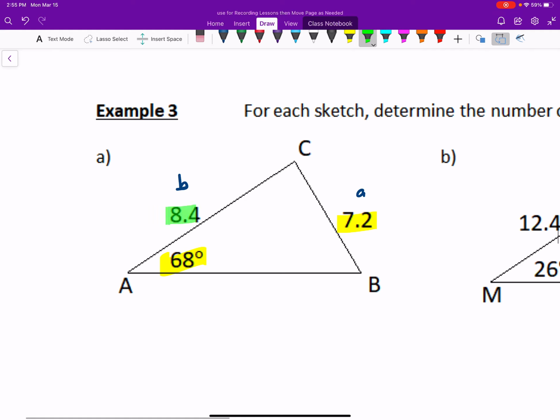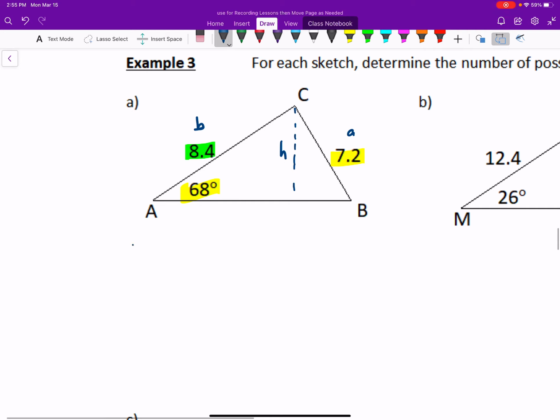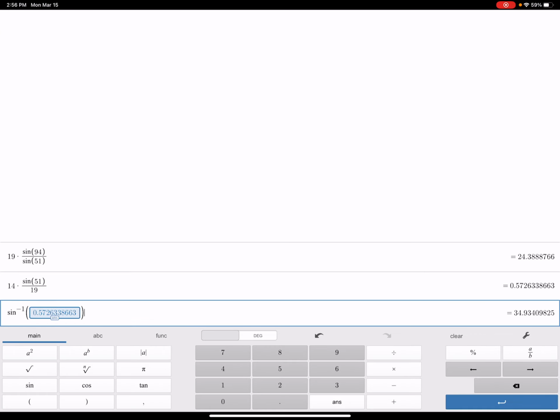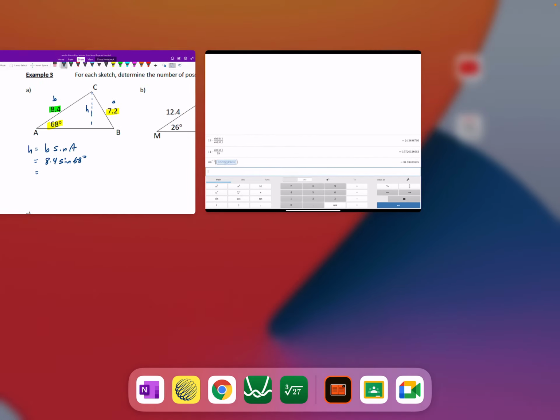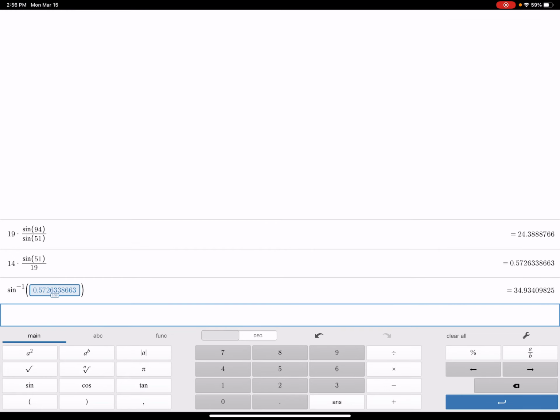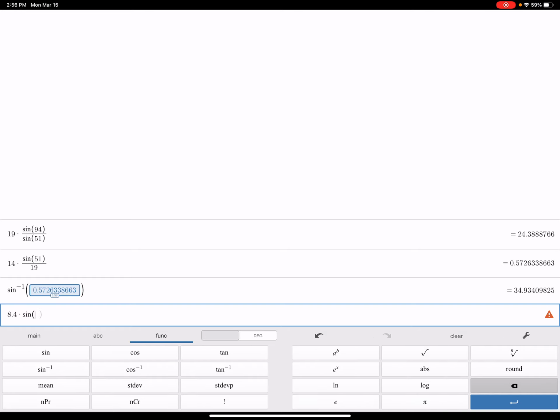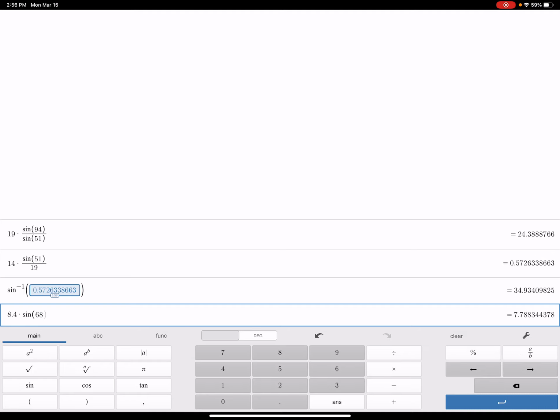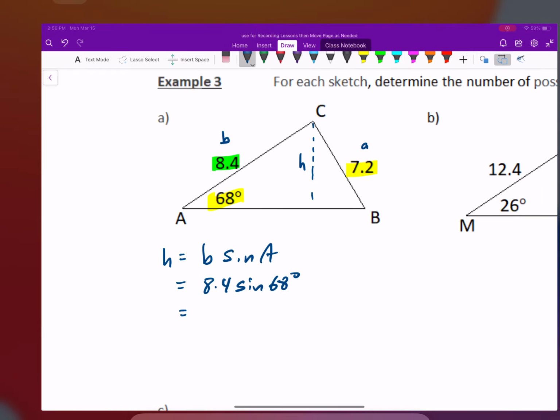So I just need to find out what's the height of this triangle, right? And height is equal to B sine A. That's our formula for today. B was 8.4. A was 68 degrees. B sine A, 8.4 times sine 68 equals 7.8, let's call it.